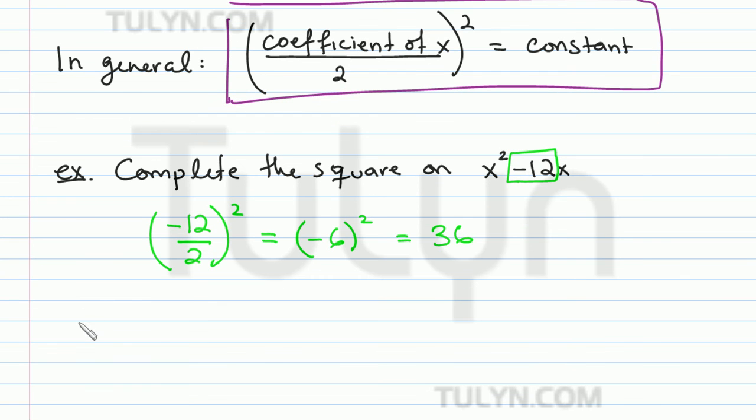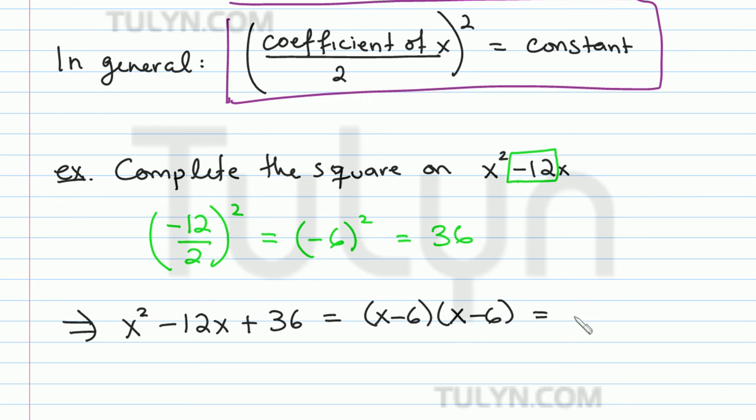So when we complete the square, our expression ends up looking like x squared minus 12x plus 36, which factors into x minus 6 times x minus 6, or otherwise x minus 6 squared. And since that happened, essentially we have fulfilled our goal, since we wanted it to look like that to begin with.